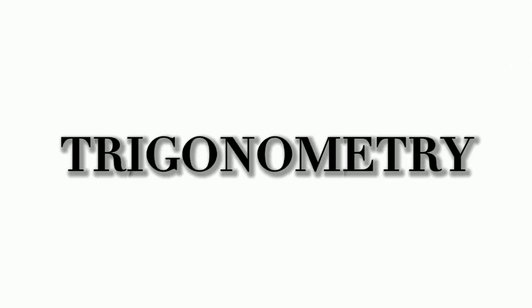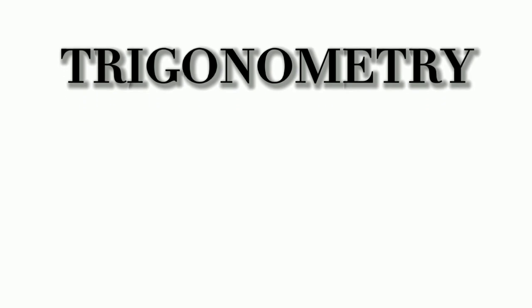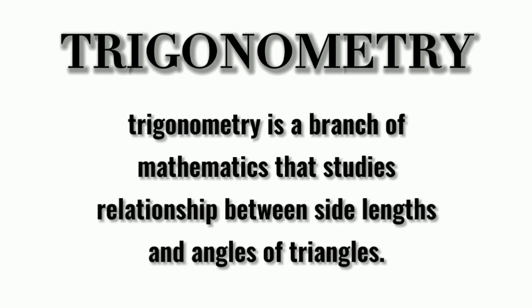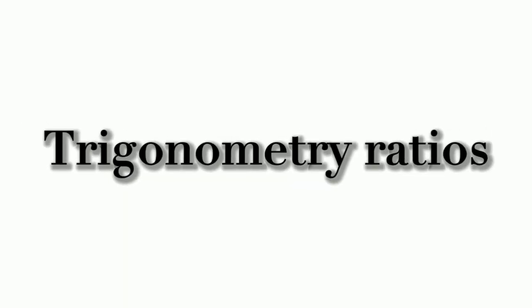Firstly, I'm going to explain what trigonometry is. According to Wikipedia, trigonometry is a branch of mathematics that studies the relationship between side lengths and angles of triangles. Trigonometry also has its own ratios. Trigonometry ratios are the ratios between edges of right triangles.